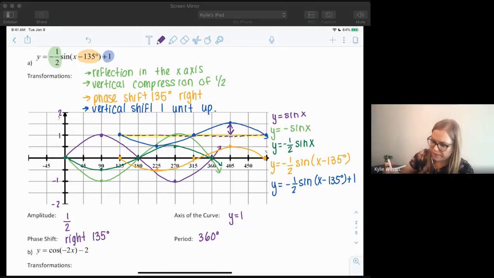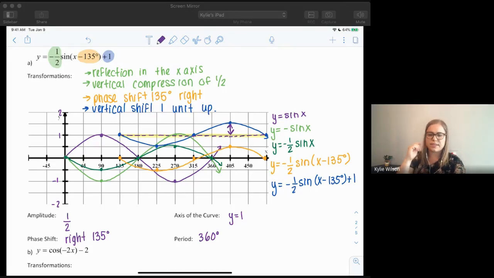So from in here, just like when we have our other d value, that's telling me how far I'm moving left and right. Because it's negative in the equation, I'm moving to the right and I'm moving 135 degrees. So same idea as before with our moving left and right, just now it has degrees because our x values have degrees on our x-axis.